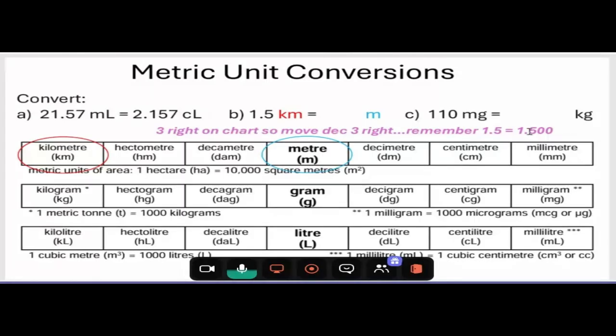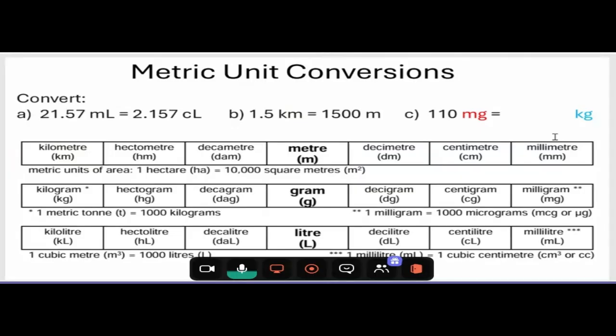So 1.5 is the same as 1.500. Now go 3 steps to the right. 1, 2, 3. We should get 1,500 meters. 1.5 kilometers is 1,500 meters. 3 steps right means the decimal goes 3 right.